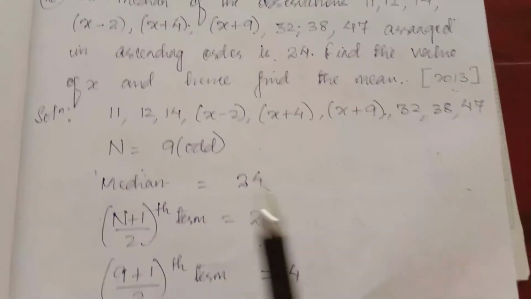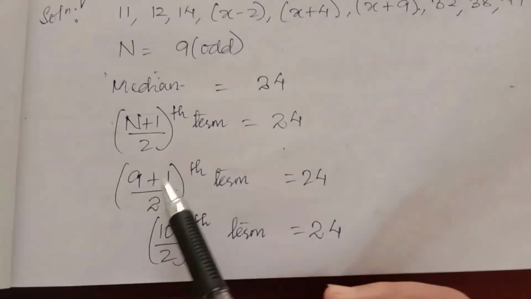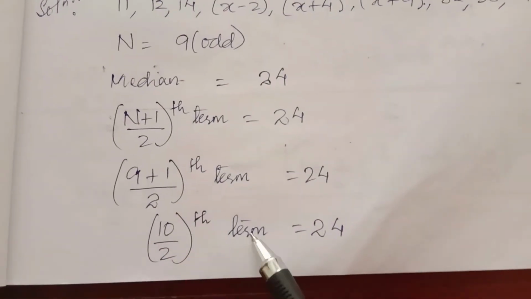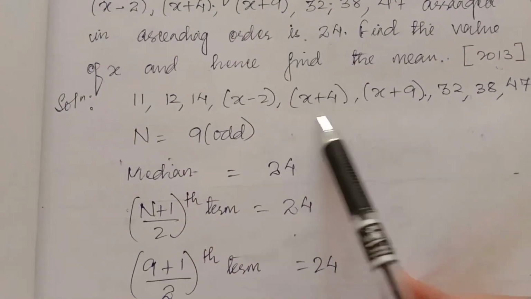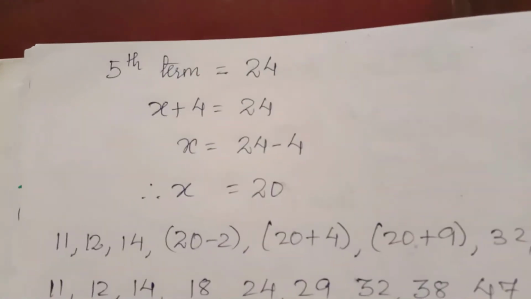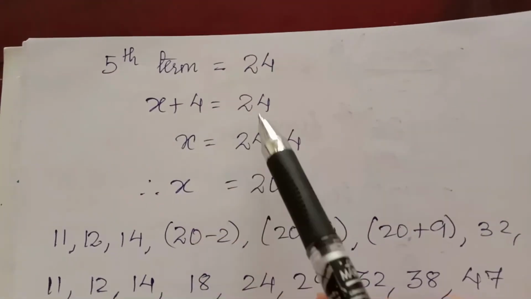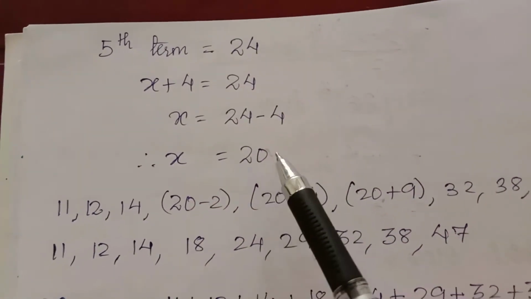Write here 24. Then the n plus 1 by 2th term. n is 9, 9 plus 1 is 10, 10 by 2 is the 5th term. So 1, 2, 3, 4, 5. This is your median. So the 5th term, x plus 4, is 24. So x is 24 minus 4, which is 20. So the value of x is 20.